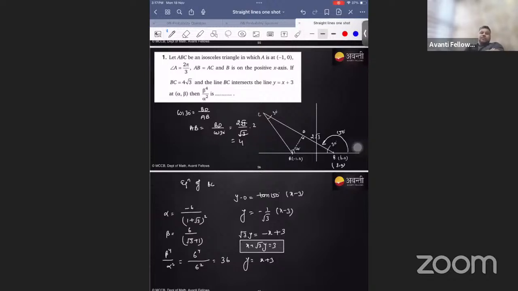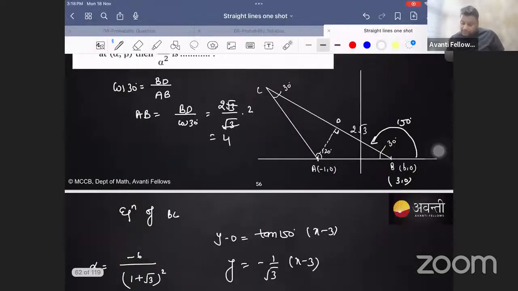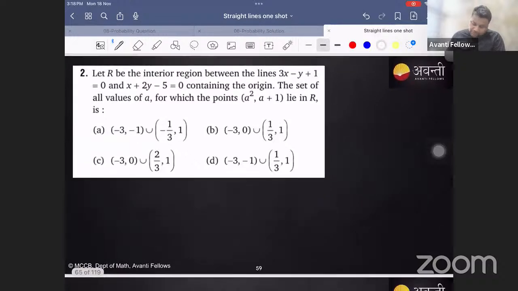Quickly see. So again, I'm telling you, in straight line, a very neat and clean diagram can be an asset. Got it? So a very neat and clean diagram is highly required. All right, so now let's go forward.